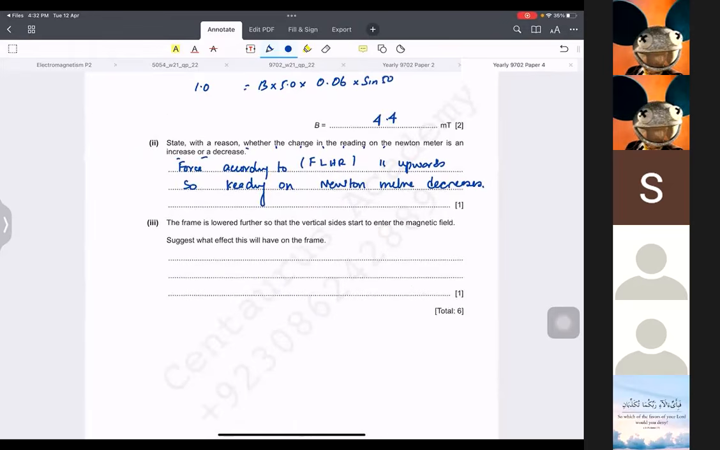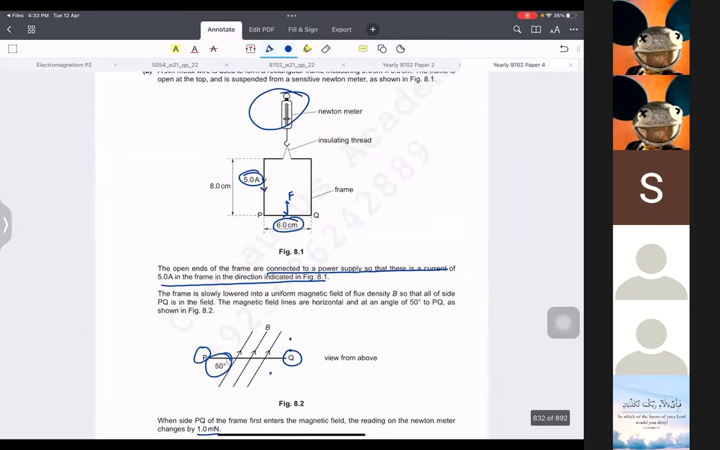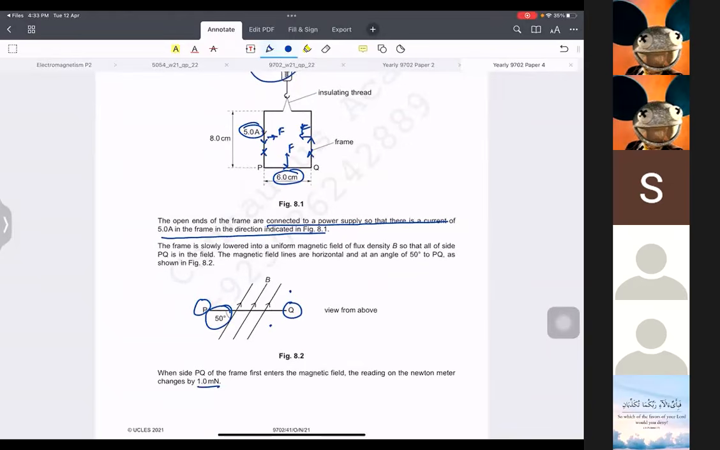Okay, then the frame is lowered further so that the vertical sides start to enter the magnetic field. Suggest what is the effect of this. I think that if the frame is lowered, the magnetic field is going into the page. So let me check. Into going down, so the force on this will be on this side. Into going up, force on this will be this side. And there's a string. Okay, I think it's going to just go like this. Going to turn.